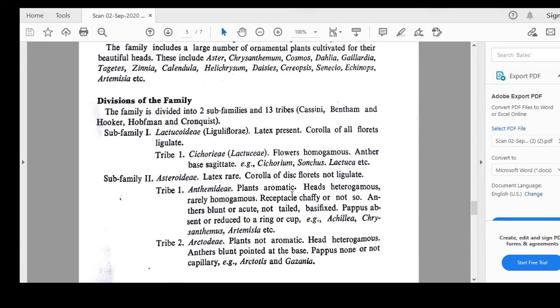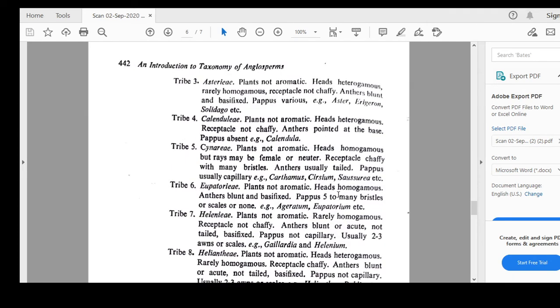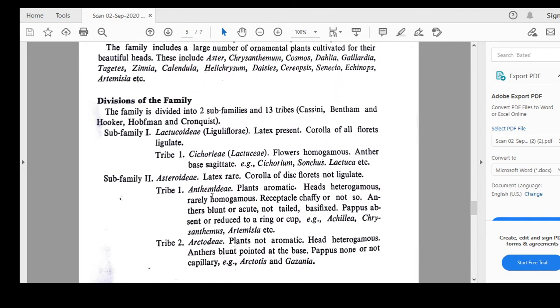Here latex rare, corolla of disc florets not ligulate. This is divided into tribe 1, Anthemideae. Here plants aromatic, heads heterogamous, rarely homogamous. In a heterogamous head, ray florets and disc florets are both present, and in homogamous, all the flowers are of the same kind, either ray florets or disc florets. Receptacle chaffy or not so. Anthers blunt or acute, not tailed, basifixed. Pappus absent or reduced to a ring or cup.